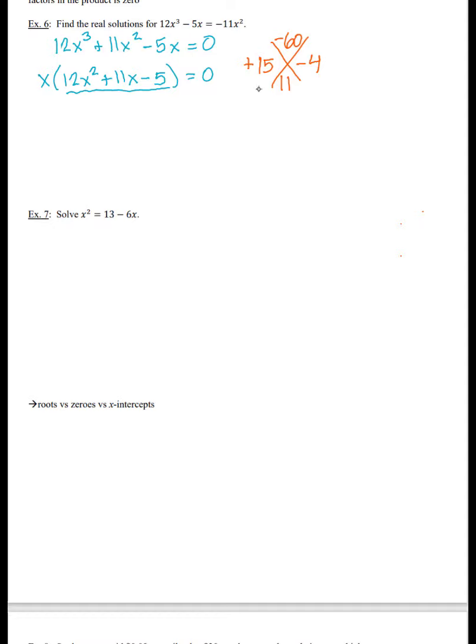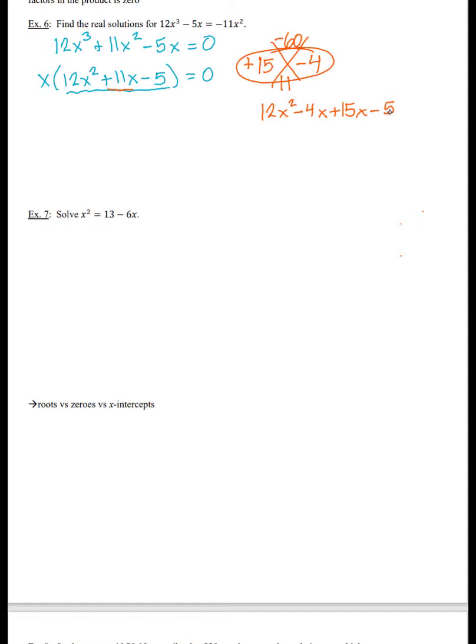So again, we would want to use those two numbers to split up that positive 11x into two terms. So we have 4 terms instead of 3, and then we can factor by grouping. So I'll just do that right below here. So we have 12x squared, and then I can use either of these to be next. It doesn't matter the order, so I'm going to group it as negative 4x and then plus 15x. So again, that sums to be the positive 11x and then minus 5.